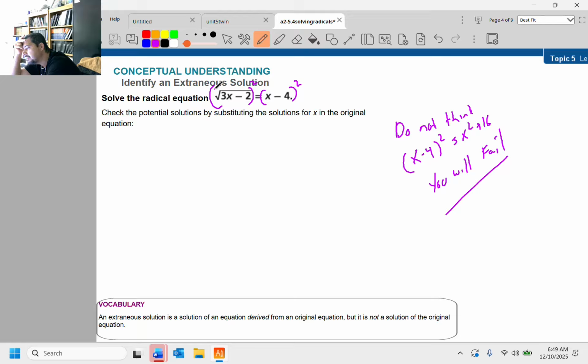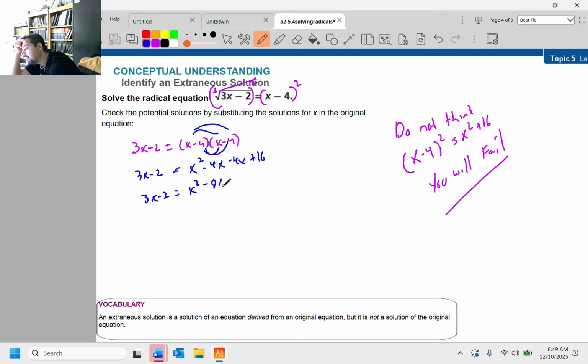Now, when we square the square root, the 2's cancel, leaving 3x minus 2. On the right-hand side, we have to write x minus 4 down twice, and I'm going to FOIL. I'm going to have an x squared minus 4x minus 4x plus 16, because I know how to multiply. Combining my like terms on the right-hand side, I'll have x squared minus 8x plus 16.